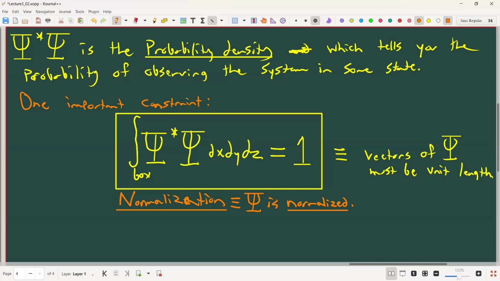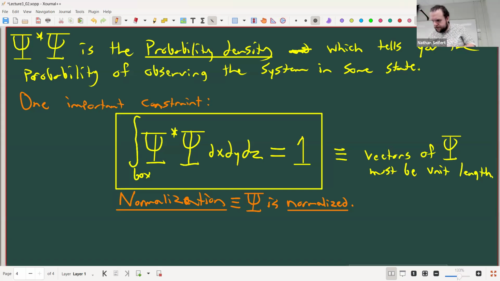Okay, so that's the wave function. We're not quite able to construct a wave function yet because we need to figure out all the little tools to help us construct it, which is kind of our next journey.